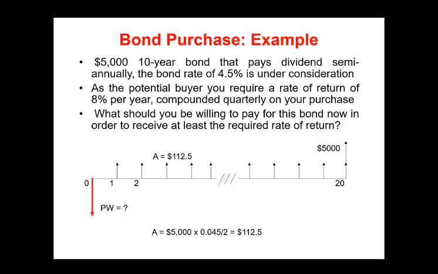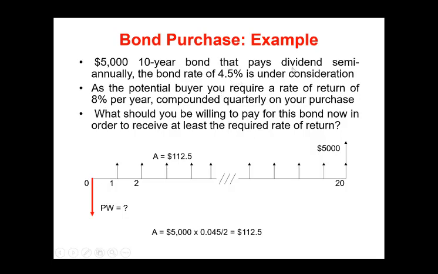In this problem, we can see that the $5,000 is the face value of the bond, and the maturity time of the bond is 10 years. Okay, and the bond rate is 4.5%. That means 4.5% per year. Okay, because the statement says the rate of return is 4.5% per year.